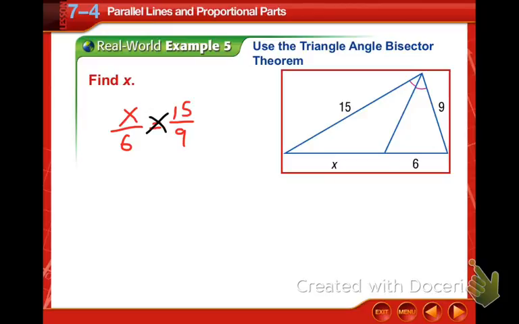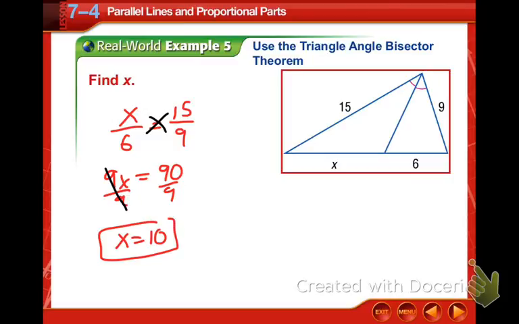So now we cross multiply, and 9 times x is 9x, and 6 times 15 is 90. Then we divide by 9, and x is equal to 10. And we do not have a unit here, so just 10.